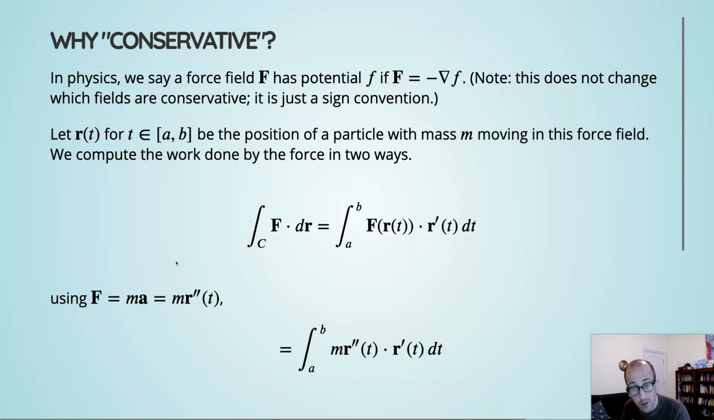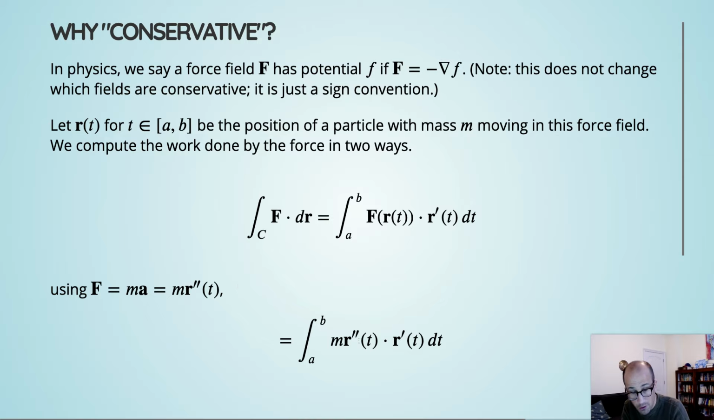Newton told me that if this force field is pushing this object, then it must be true that the force is the mass times the acceleration. That's what Newton told us. And in our context here, that means the force is the mass times the second derivative of the position. So with the vector field moving along some position r of t, its second derivative must be proportional to the force there.